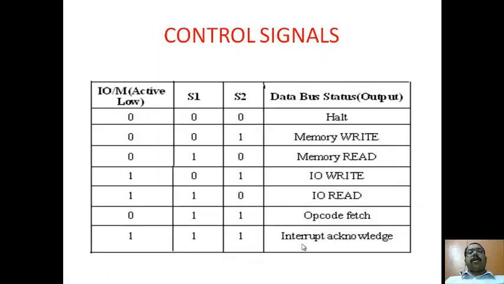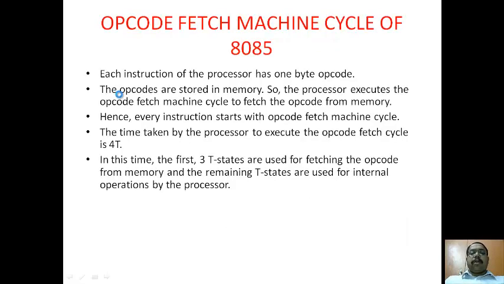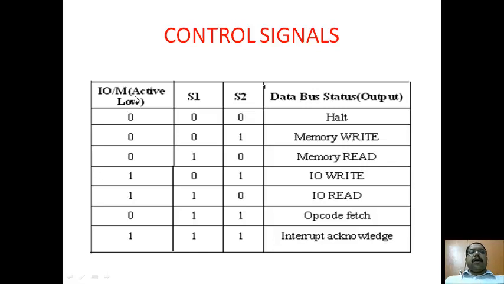We should clearly know the control signals. Control signals are the signals which indicate what type of machine cycle operation is being carried out. Please see here, there is a pin in the microprocessor called IO bar M. This IO bar M is nothing but input output or memory. It says whether you are going to read from an input output device or from memory. Then S1 and S0 are called status signals. These status signals tell what type of operation it is.